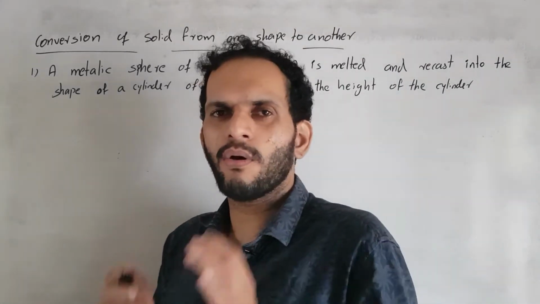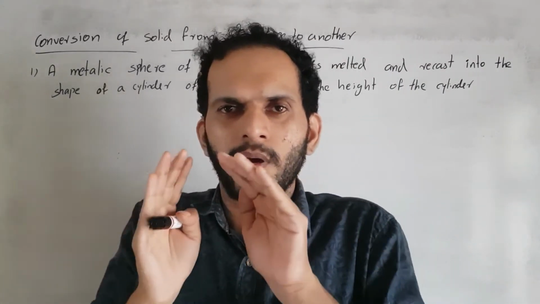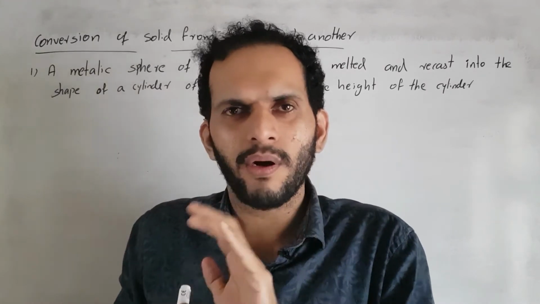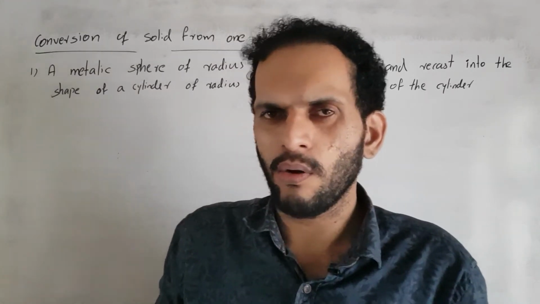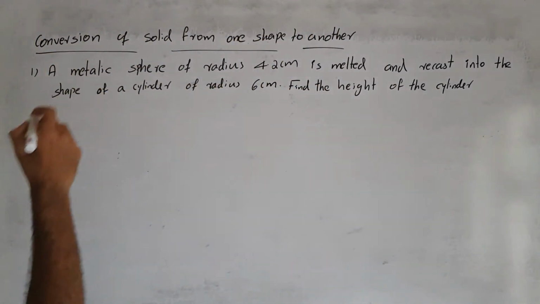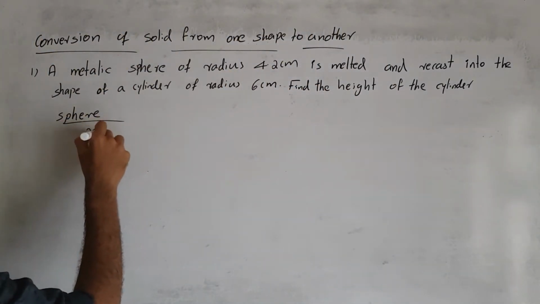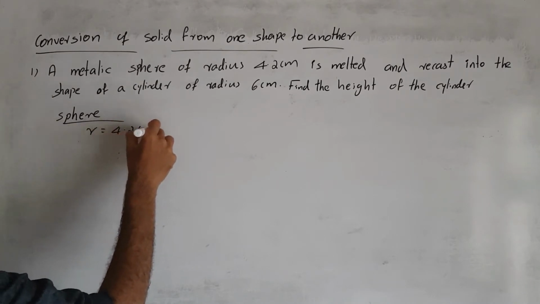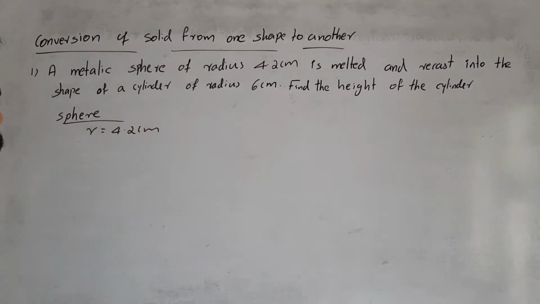In this case I told you the idea. If we convert one shape to another shape, what is equal? The volumes are equal. So we find the volume one by one. First the sphere. Radius is equal to 4.2 centimeter.